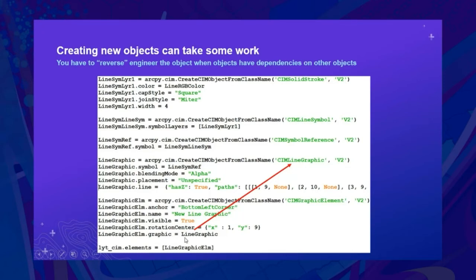So in order for me to set that property, I need to create that line graphic. But that line graphic is associated to and is referencing symbology. So I need to create a symbol reference. And that symbol reference needs a line symbol. And that particular type of line symbol, I'm using a solid stroke. So you can see that even though all I wanted to do was create one object on a layout, I had to create 1, 2, 3, 4 additional objects.